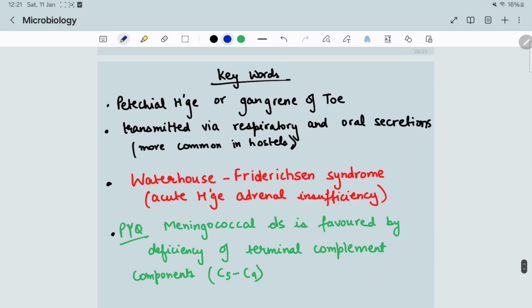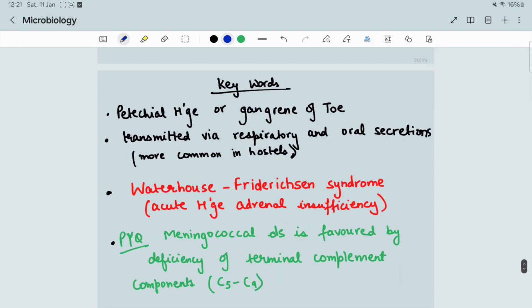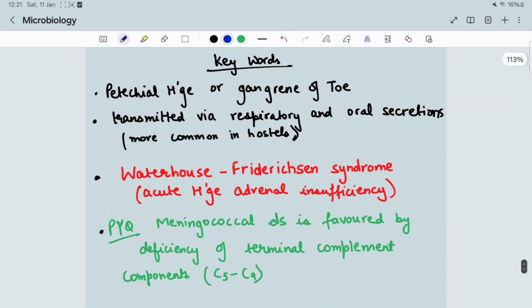Now these are some keywords, and these all have been questions in your exam. Petechial hemorrhage or gangrene of the toe. These could be the features along with signs of meningitis. These could be the key features of Neisseria. It is transmitted via oral and respiratory secretions, so common in hostels.